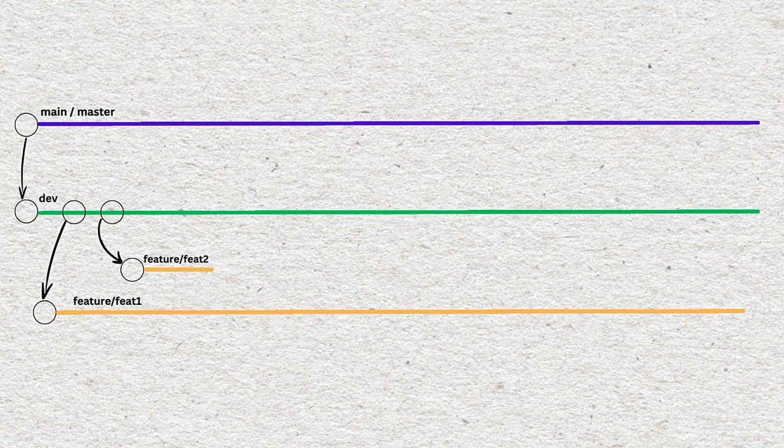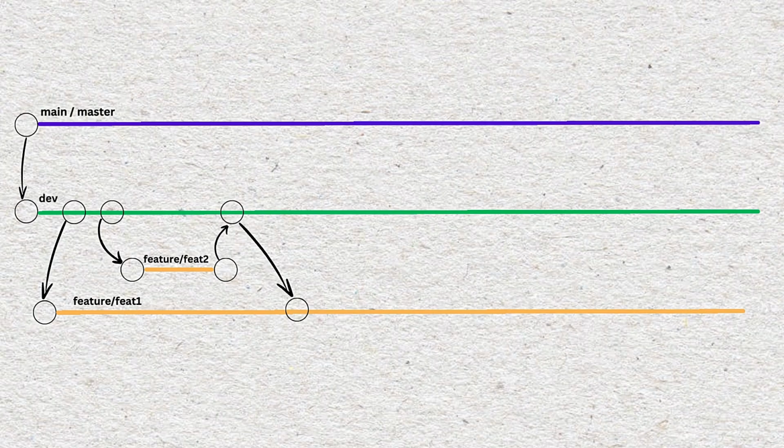Now let's try to understand the lifecycle of any feature with the help of developer 2, who is working on feature 2. First, the developer will do a final commit and merge the changes into the dev branch. These latest changes should be picked up by developer 1, so he or she pulls the changes.